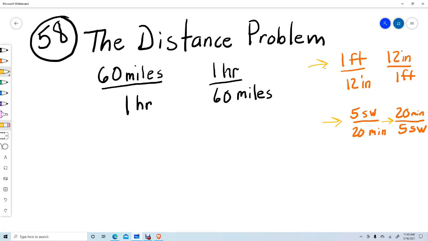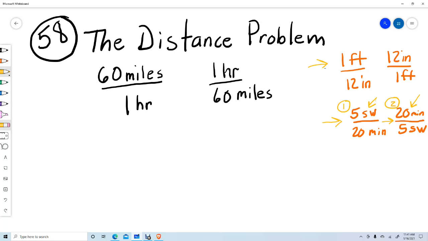Depending on what you're looking for, you might use ratio 1 or you might use ratio 2. I told you that if, for example, you wanted to find out the number of sidewalks, you would use ratio number 1 because it has sidewalks on the top. If you wanted to find out a length of time in minutes, you would use ratio number 2 with minutes on top. You always wanted to use the ratio that had the unit on top that you want to end with. Okay, coming back to our distance problem.